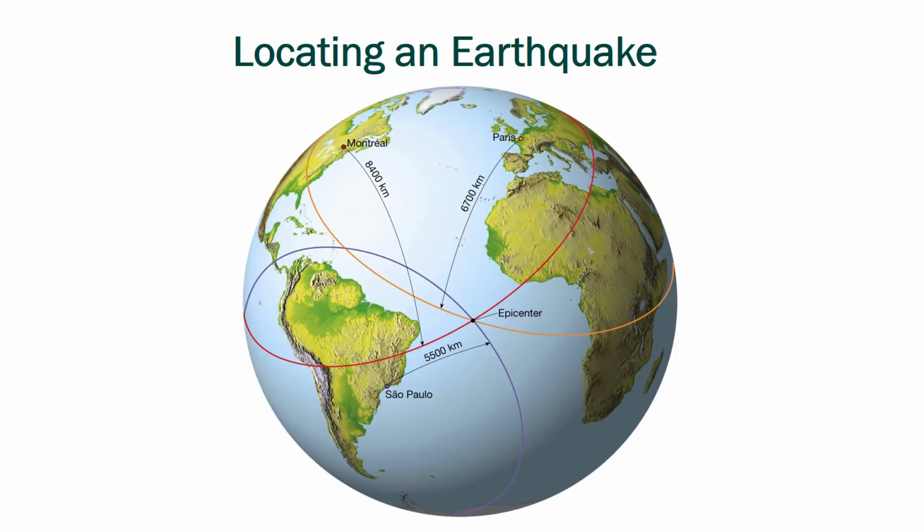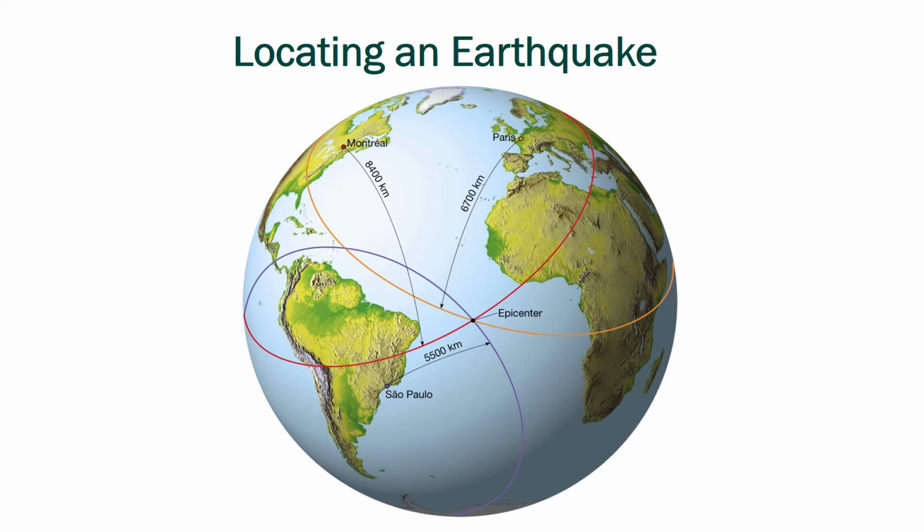Okay, how do we locate an earthquake? To locate the epicenter of an earthquake, we need at least three stations. Each of them will create a circle. The center of the circle is the station, and the distance from the center to the perimeter of the circle is the distance between the focus or the epicenter of the earthquake and the station. So from the station to the earthquake is one circle.